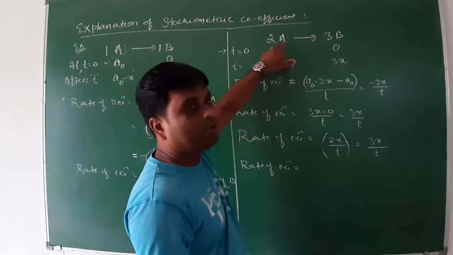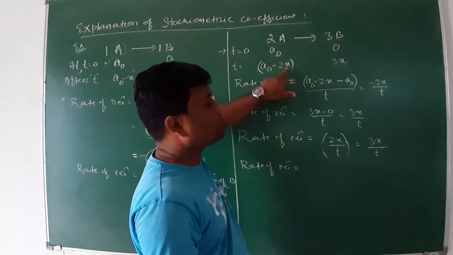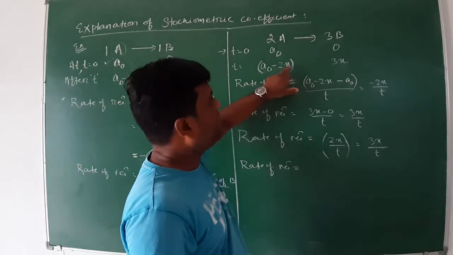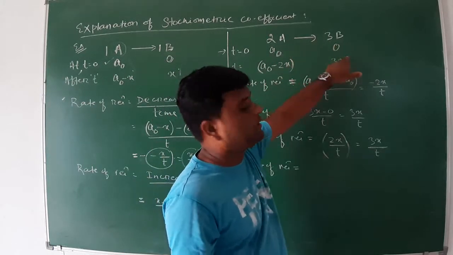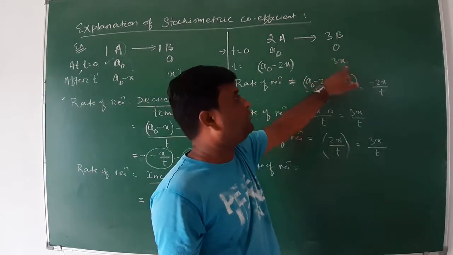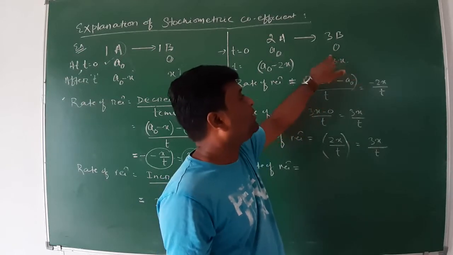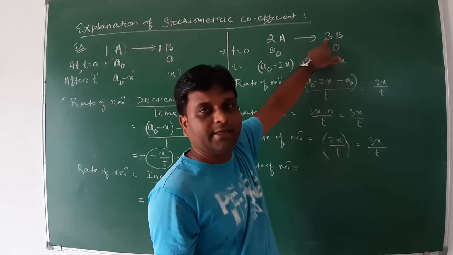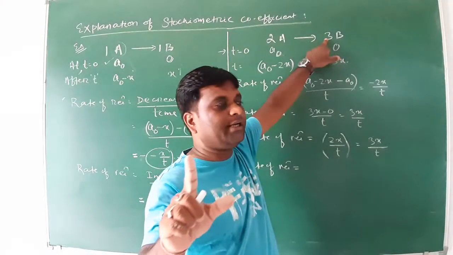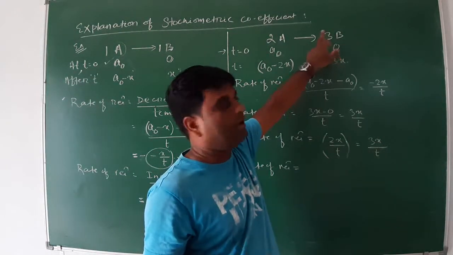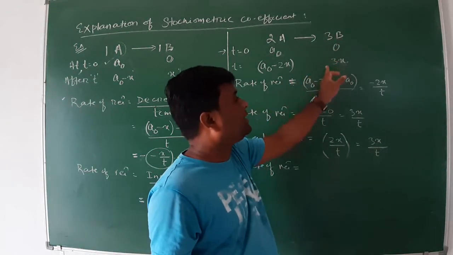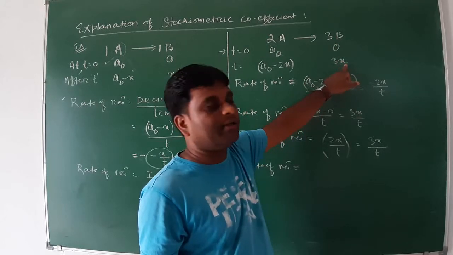So here we take 2 moles, so the decrease of concentration will be 2x here. And the increase in concentration of B is 3x. Why is it 3x? Because the stoichiometric coefficient is 3 here. For 1 mole, the increase of concentration is x mole. And for 3 moles, the increase of concentration will be 3x mole.